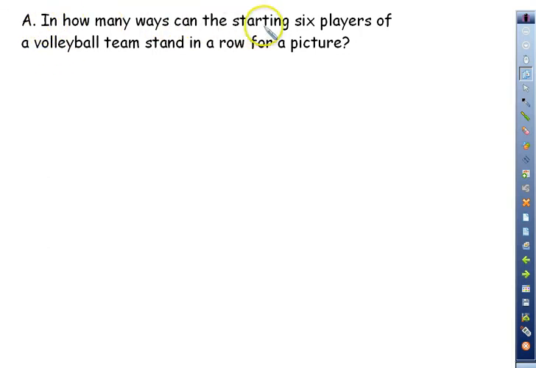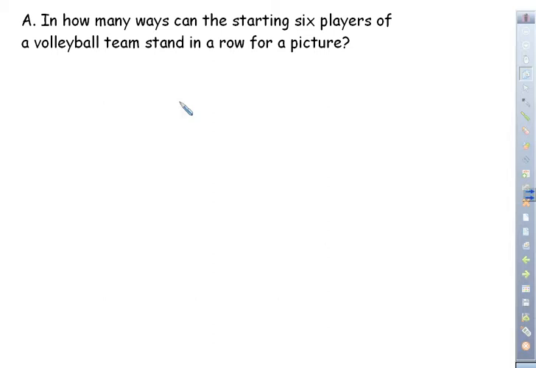In how many ways can the starting 6 players of a volleyball team stand in a row for a picture? And I know that, by the definition of a permutation, order does matter. It does matter in this case. It's putting them in an order from 1 to 6.